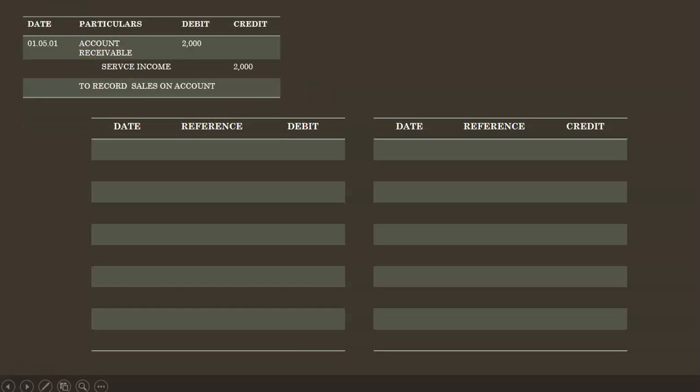Okay, accounts receivable and service income again. So, we have to create a page for accounts receivable, and let us begin to post this transaction number 5. Okay? The reference and of course the amount, 2,000 pesos. Again, it is in the debit because it is in the debit in our journal book. Okay? We are done with this.